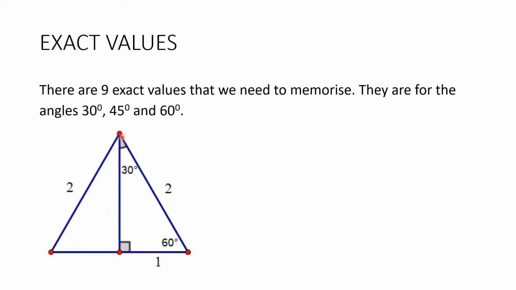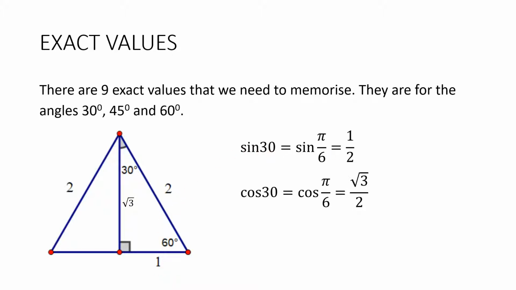The other thing I need to do is work out the distance here, and I'm just going to use Pythagoras' theorem to do that. So I'm going to do 4 take away 1 is 3, and then do the square root. And so that height there is going to be root 3. Okay, from that we know that sine 30, which is also equal to sine pi on 6, that's in radians, is going to be equal to 1 over 2. So sine 30 is a half. Cos 30 is equal to adjacent over hypotenuse, so root 3 over 2. And tan 30 is equal to opposite over adjacent, 1 over root 3. So there's our exact values for 30 degrees.